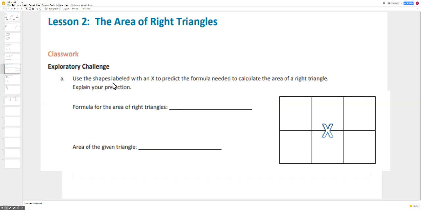It says use the shape labeled with an X, that's this over here, to predict the formula needed to calculate the area of a right triangle. Explain your prediction. Well, we're just going to talk about our prediction as the explanation, but we're going to use the area of a rectangle to develop the area of a right triangle.